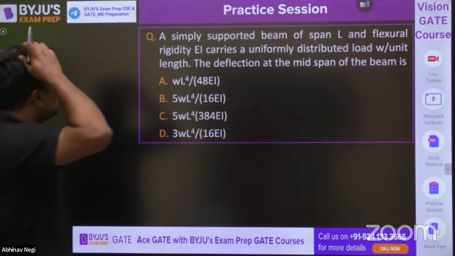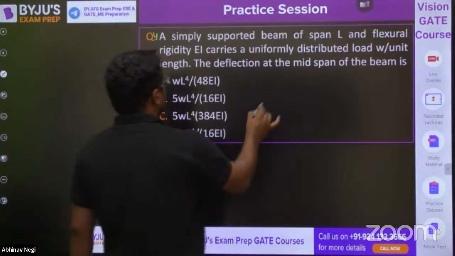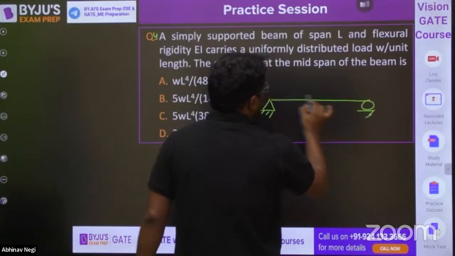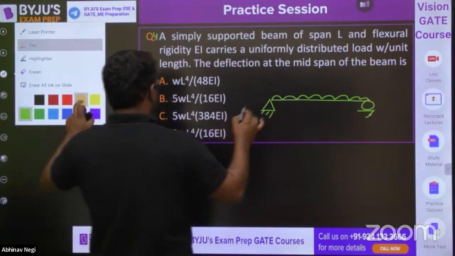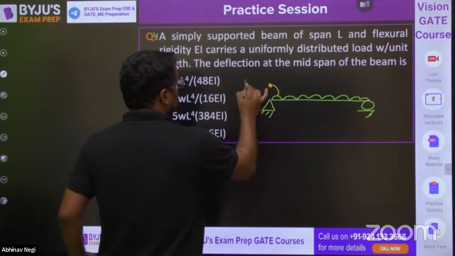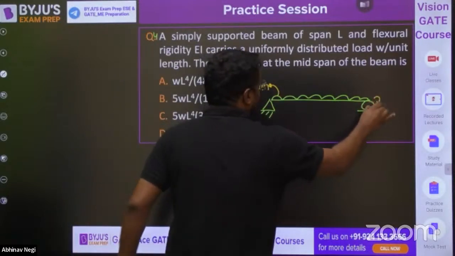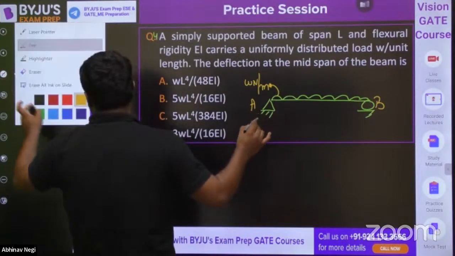Okay, now let us go to question number 4. A simply supported beam of length L and flexural rigidity EI carries a uniformly distributed load like this. Let this load be W Newton per meter. Let this be A, let this be B. So here the deflection at the mid span.